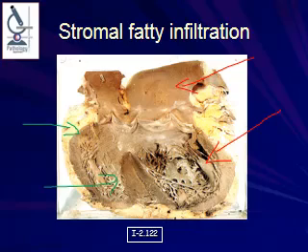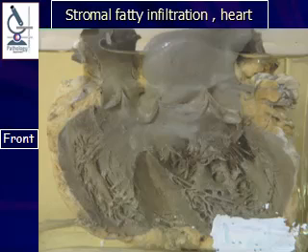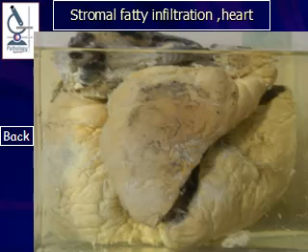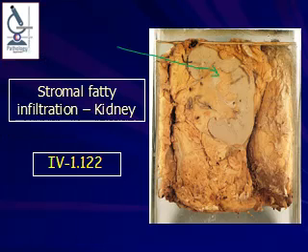Second, as you can see, there are yellowish or slightly whitish spots scattered in between, within the myocardial fibers. This is also a result of the stromal fatty infiltration. This is also a picture of our jar showing the same description, front view, and this is a back view.